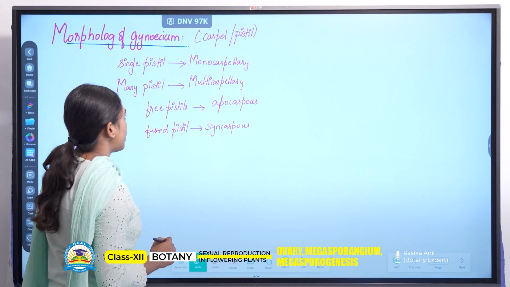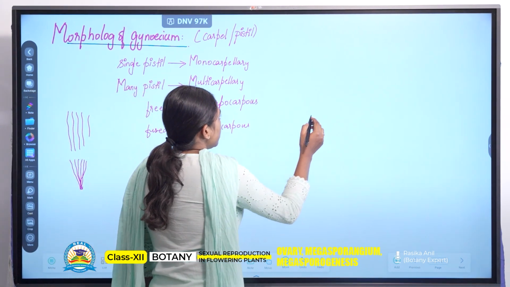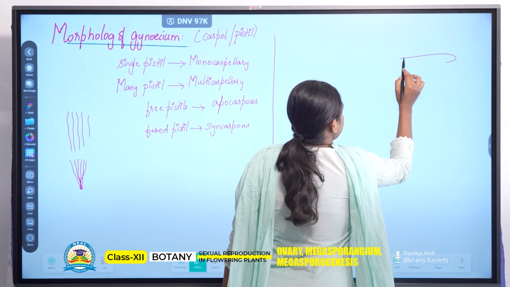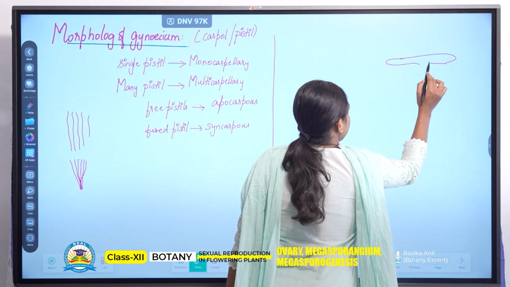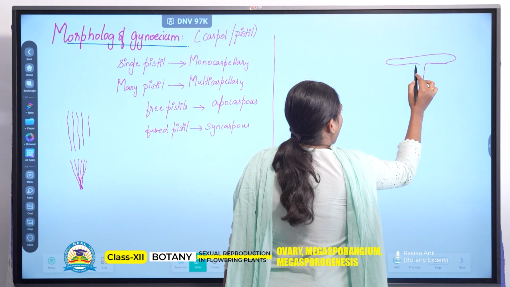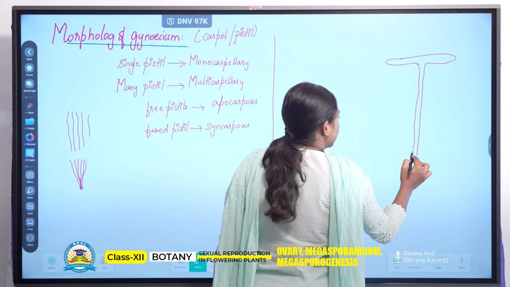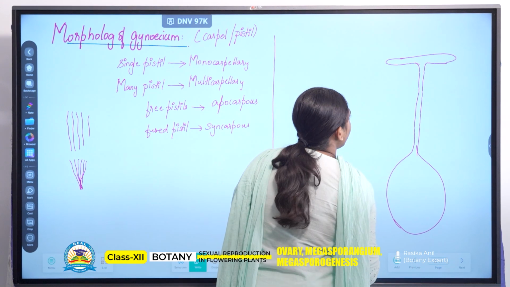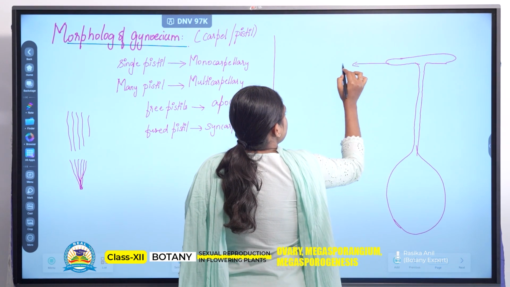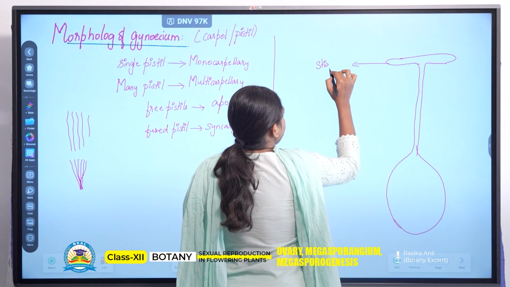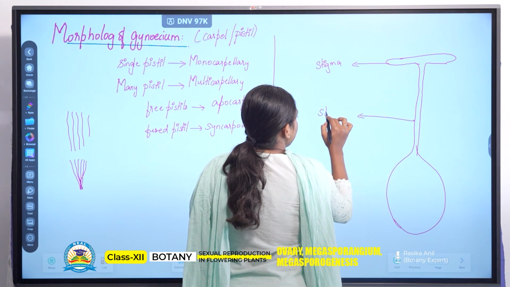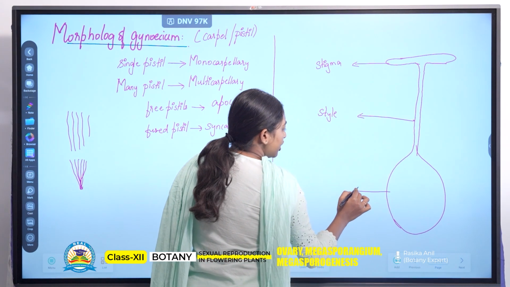Now let's look at the structure of a pistil. If you look at the structure of a pistil, you will have a receptive platform like this, which is called the stigma. You will have a long stalk like this, and then you will have a bulged end, which is called your ovary. So it is your stigma, your style, and finally the ovary.